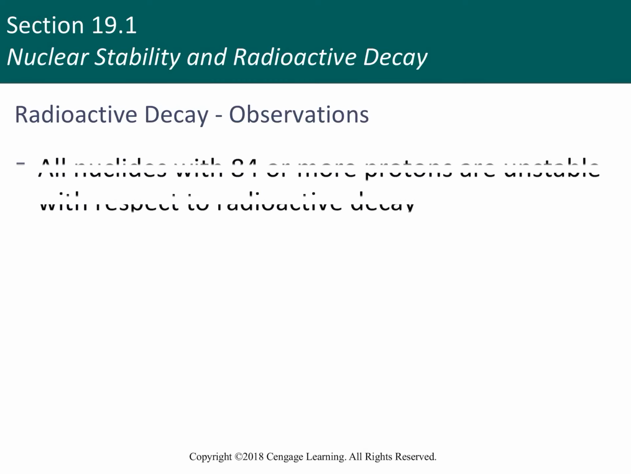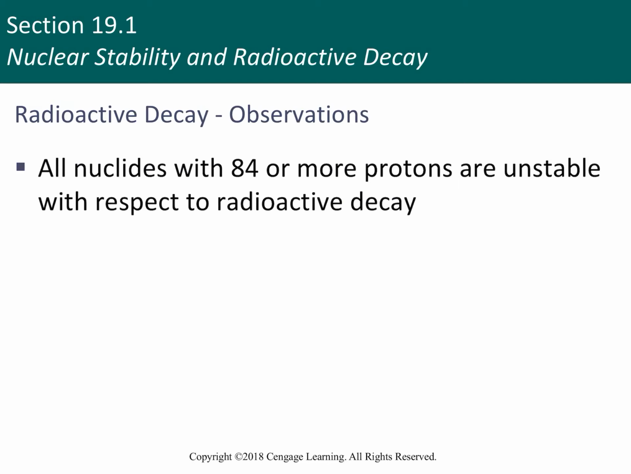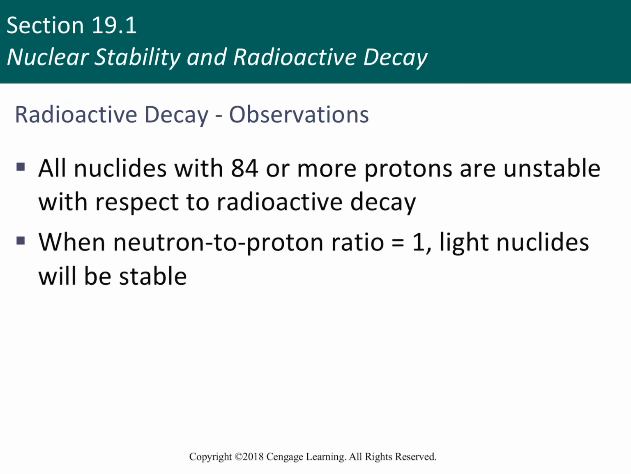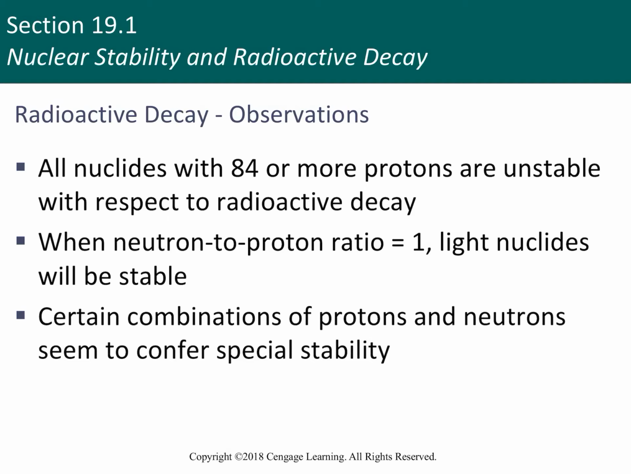Some important observations for radioactive decay. All nuclides with 84 or more protons are unstable with respect to radioactive decay. Light nuclides are stable when the number of protons equals the number of neutrons, that is, when the neutron to proton ratio is 1. That's for very light nuclides, light atoms. However, for heavier elements, the neutron to proton ratio required for stability has to be greater than 1 with the increasing number of protons.